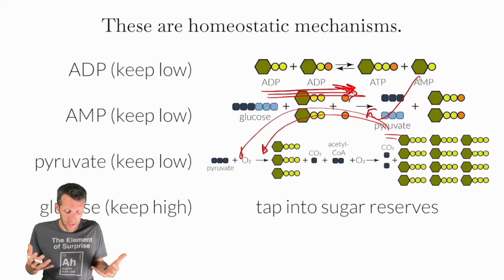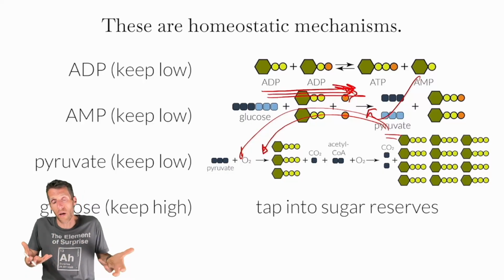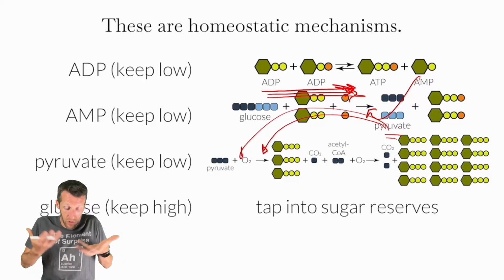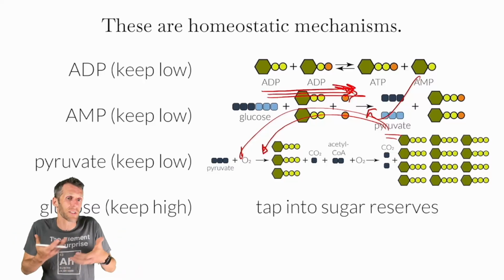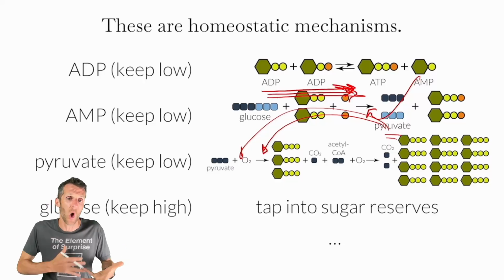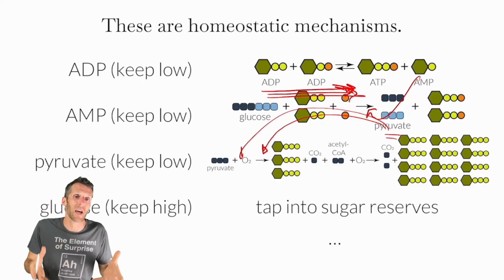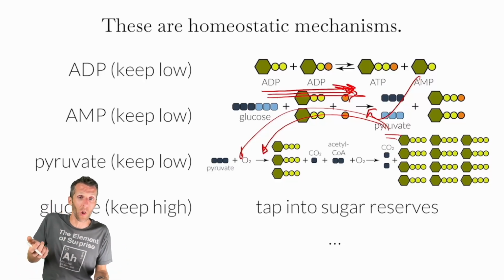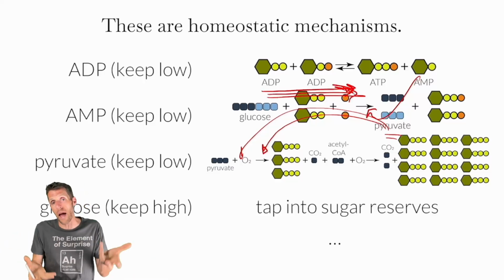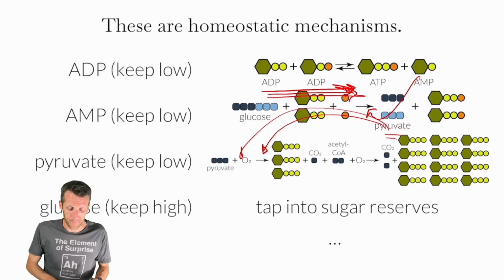And this keeps happening, right? Glucose concentrations, we actually have mechanisms to keep our glucose concentrations high. As those start getting depleted, we're going to start tapping into sugar reserves. And it goes on and on and on. Across metabolism, what we see are homeostatic mechanisms. As the concentration of a molecule starts to get out of whack, restorative things pop in to try to push it back into the correct concentration.